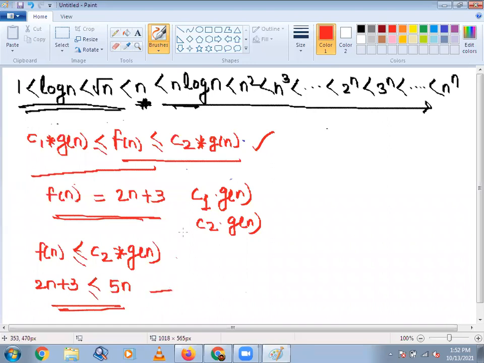We have taken half part of this formula. Are you getting? Yes, sir. Then we are taking the next half part, that is c1.